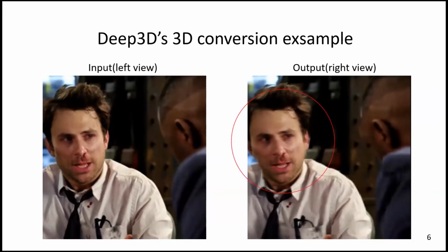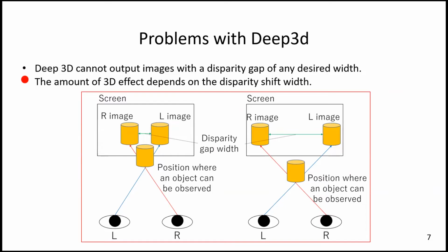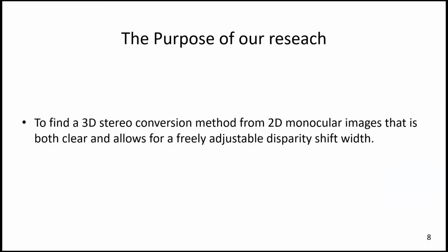But the human face is unclear. In addition, this model learns to estimate the disparity using stereo images. However, since no depth image is explicitly created, it is not possible to output images with a disparity gap of any desired width. As shown in this figure, the amount of 3D effect depends on the disparity shift width. Therefore, it is desirable to be able to adjust it.